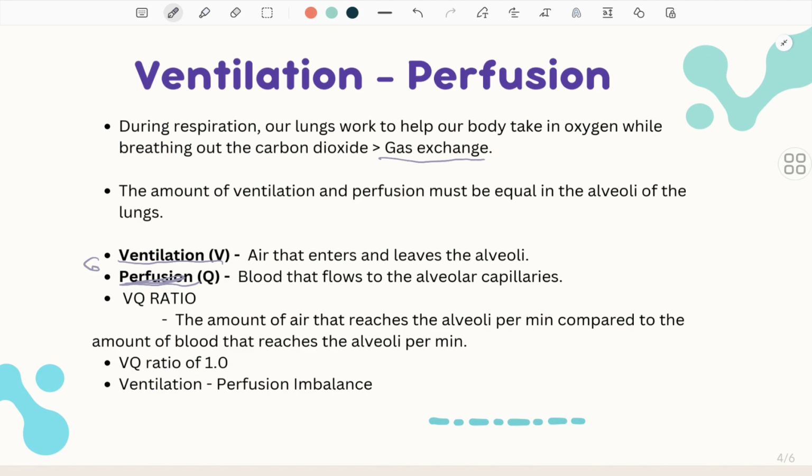Ideally, the amount of oxygen and blood reaching the alveoli would be a perfect match, but sadly that's not always the case. We don't always get a VQ ratio of 1. Some patients with cardiopulmonary conditions have what we call a ventilation perfusion imbalance. So that is my full understanding of the ventilation perfusion.